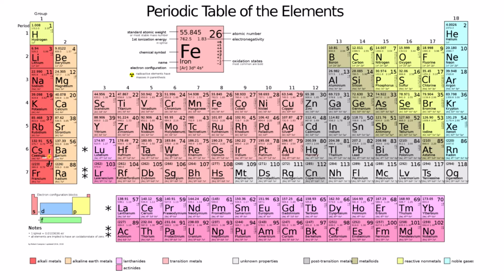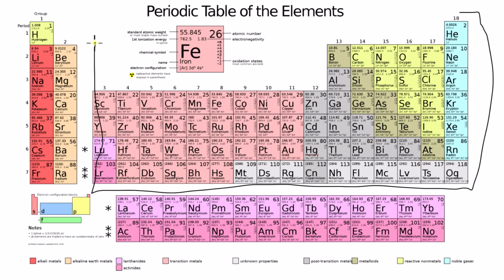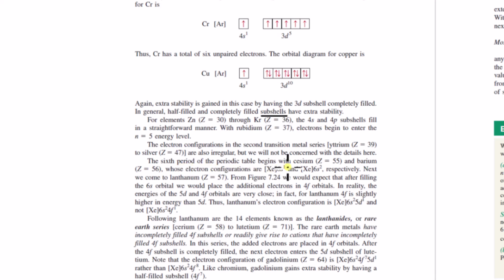We come here, and now we're getting into this. The f orbital is going to come into play with these elements, and remember, the way you think about this is you would slide this entire region over to the right to put these in here. This gets squeezed in here. So the 6th period of the periodic table begins with cesium and barium, whose electron configurations are just 6s1 and 6s2. Next, we come to lanthanum.